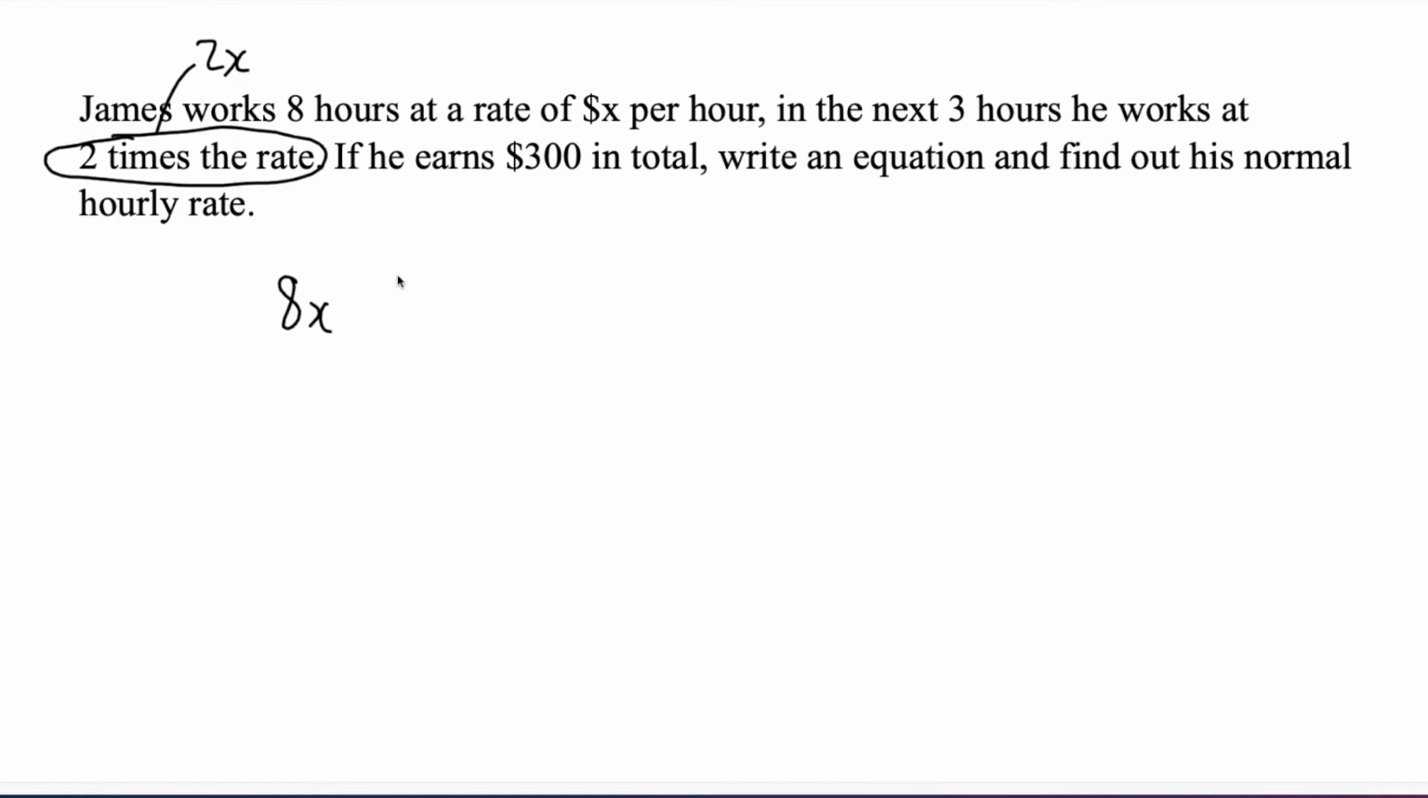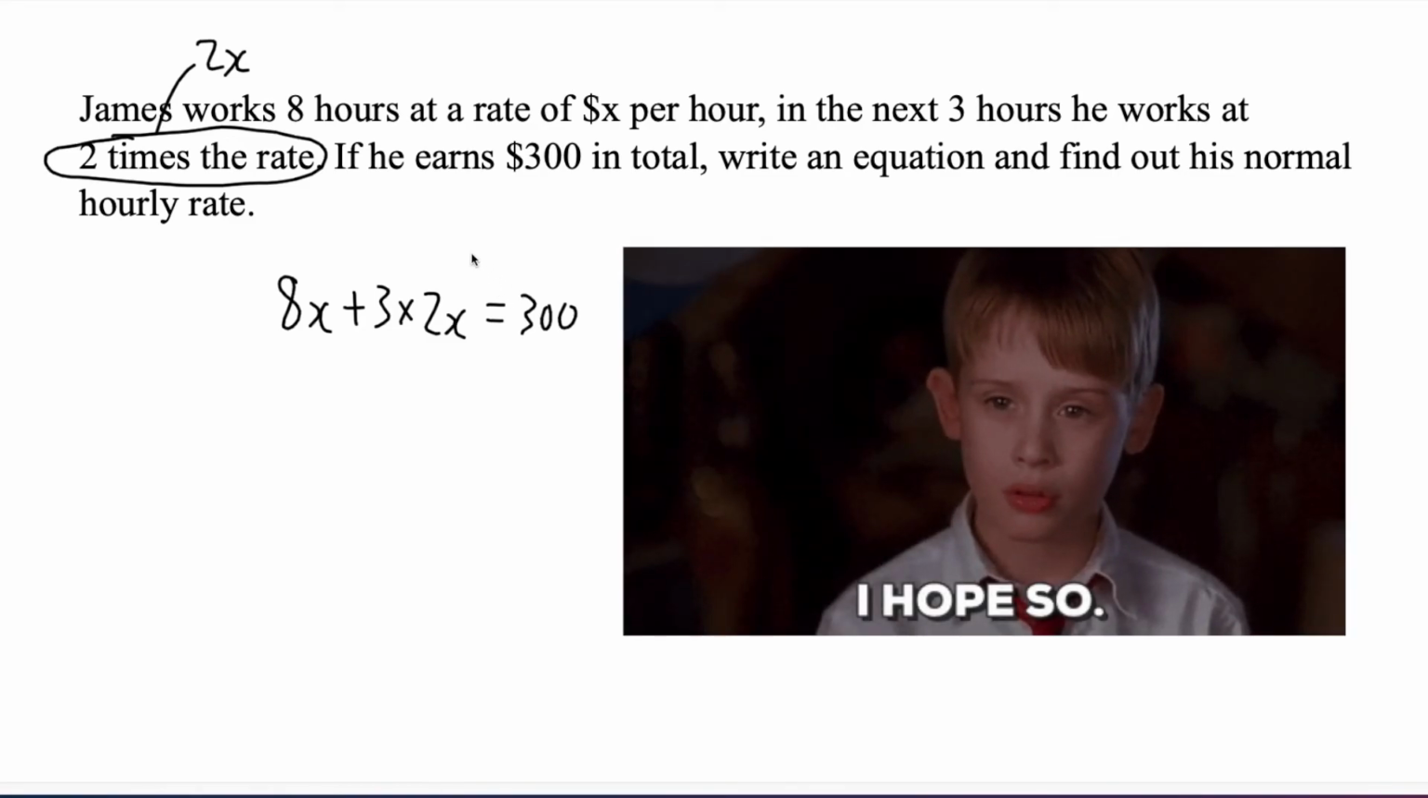So that means you have to add how much he earns in the next 3 hours, which is 3 multiplied by 2x, right? So in total, this is how much he has earned after 8 hours plus the next 3 hours of double time. And this should equal 300, right? So this is the equation that we have to write. And this is usually the most challenging part. Okay? So it might take a bit of practice, but you'll eventually get there. Or at least, I hope.